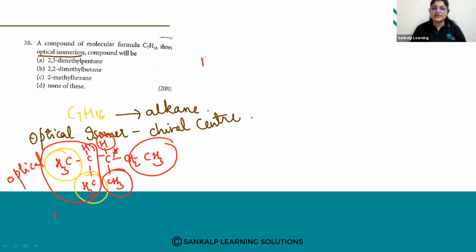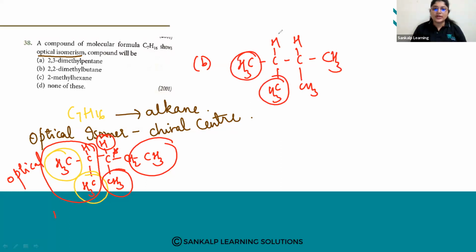Now we'll check the other options also. 2,2-dimethyl butane. Butane means 1, 2, 3, 4. At 2, 2, here one CH3, here one CH3, this is H, this is H, this is CH3. So one group, two group, and this is the third one, this is the fourth one. These are similar, so this is not optically active. This is also not optically active. So option B is wrong.